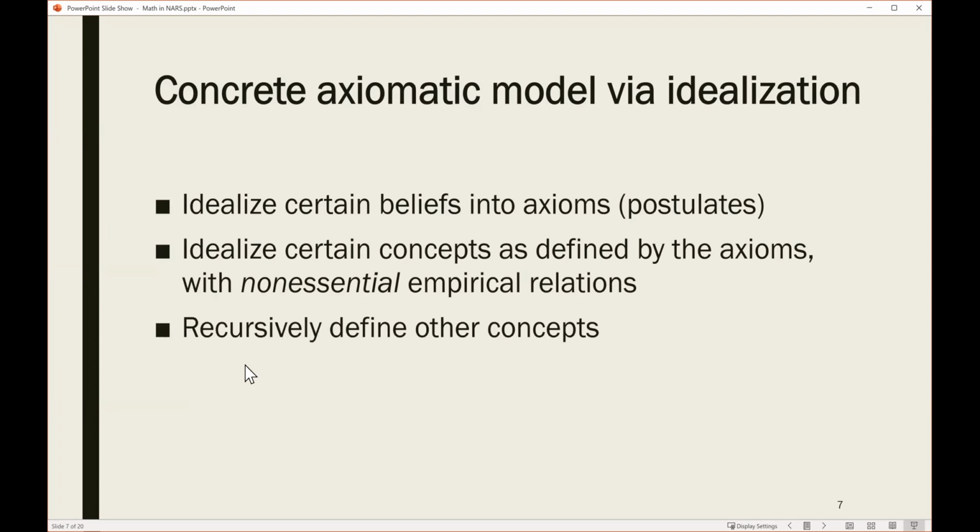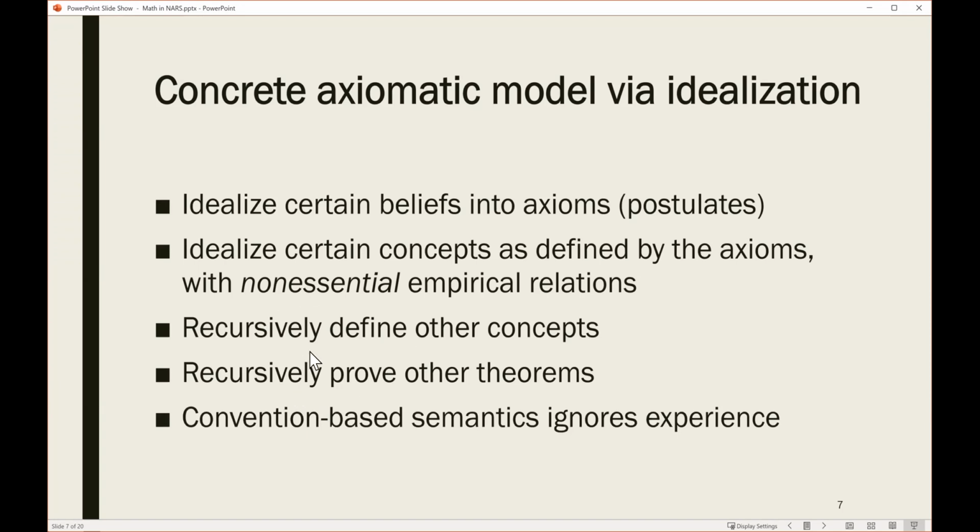Then from those basic concepts and the basic propositions, you can recursively define the other concepts, also using binary relations, and you can recursively prove the other theorems, starting from your axioms. This kind of system we can call some kind of convention-based semantics. This is the opposite of what we call experience-based semantics, because here the convention can be consciously maintained. So that's my commitment: I don't care what has happened and what will happen, I will just take those things to be true for a certain purpose.